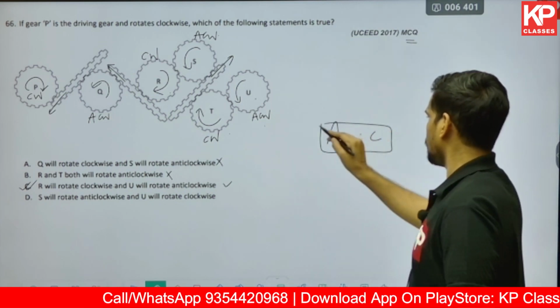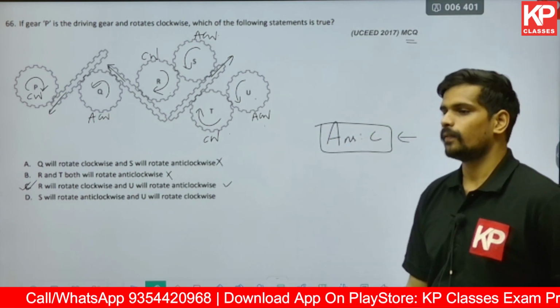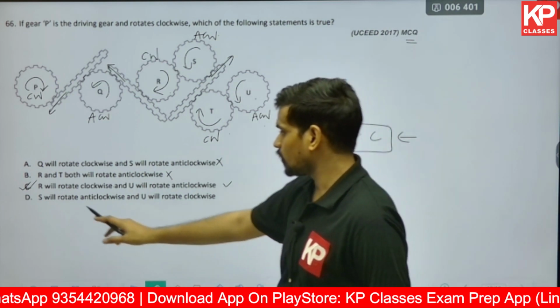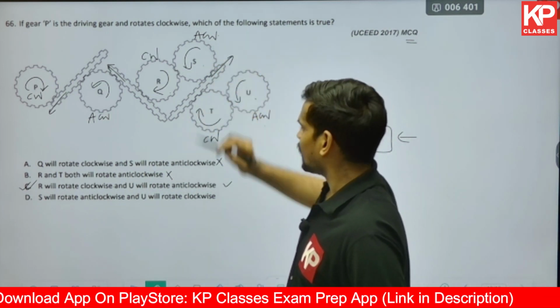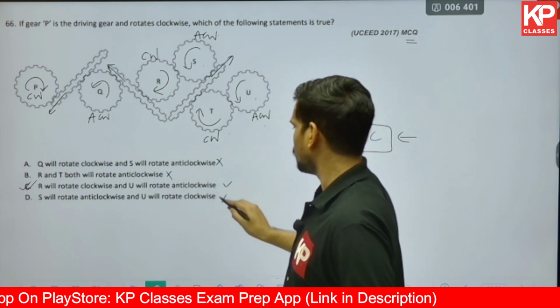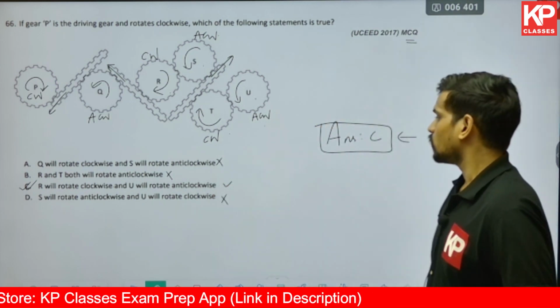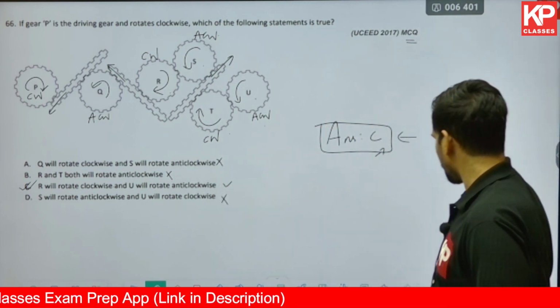Let us check option D also, just to be sure of our answer if we have done it correctly or not. S will rotate anti-clockwise. U will rotate clockwise. No, U is anti-clockwise. So that's not correct. So the answer for this particular question is C.